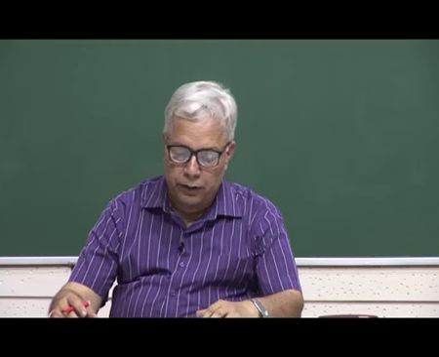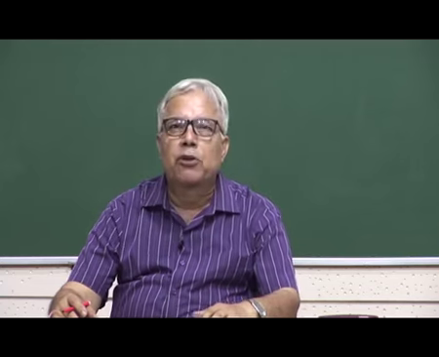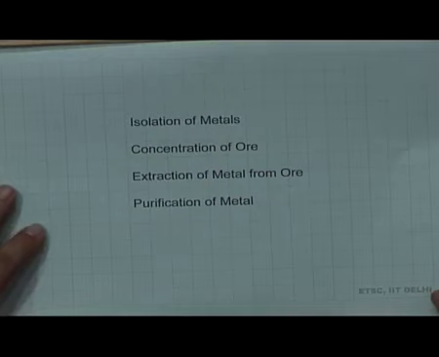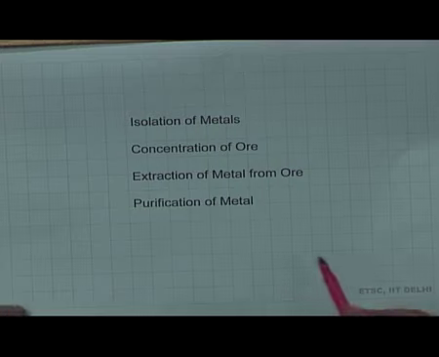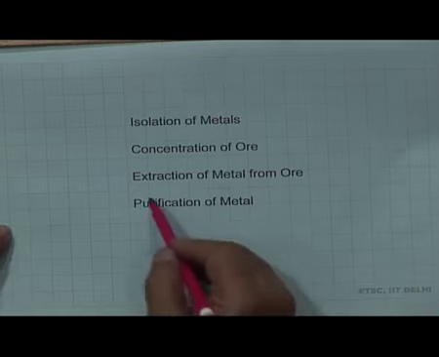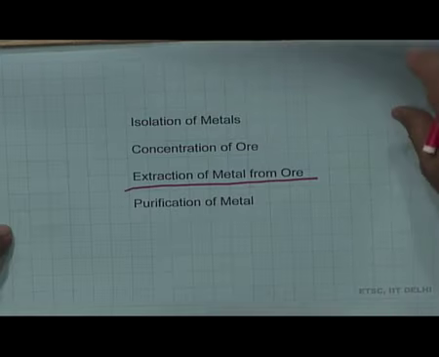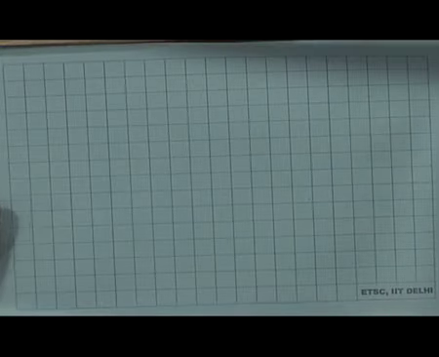Isolation of metals has three aspects: concentration of ore, extraction of metal from ore, and purification of metal. You have already learned the concentration of ore. Today you will learn extraction of metal from the ore. The second part, the extraction of metal from the ore.